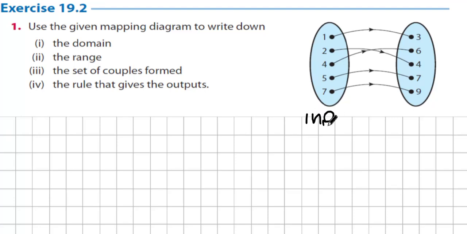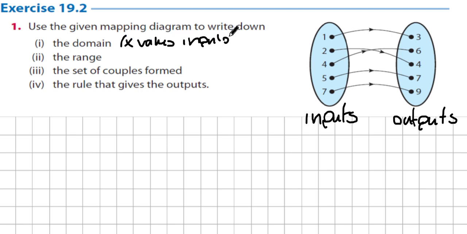These are your inputs. See the way the arrows are going left to right, not right to left? And these are your outputs. Okay. Every input has an output, and every output seems to have an input. The main thing is every input has to have an output. Domain is your x values or your inputs.